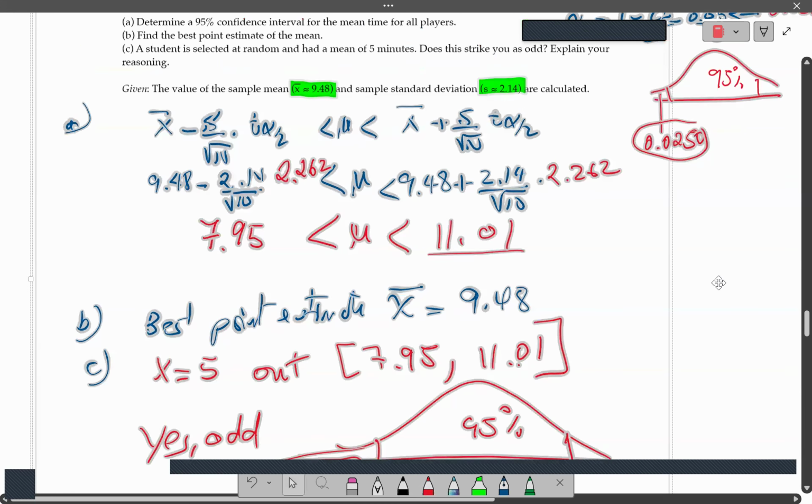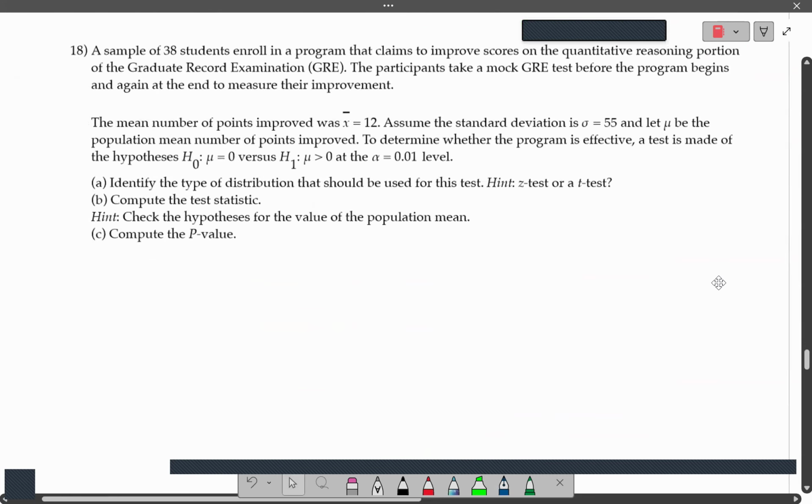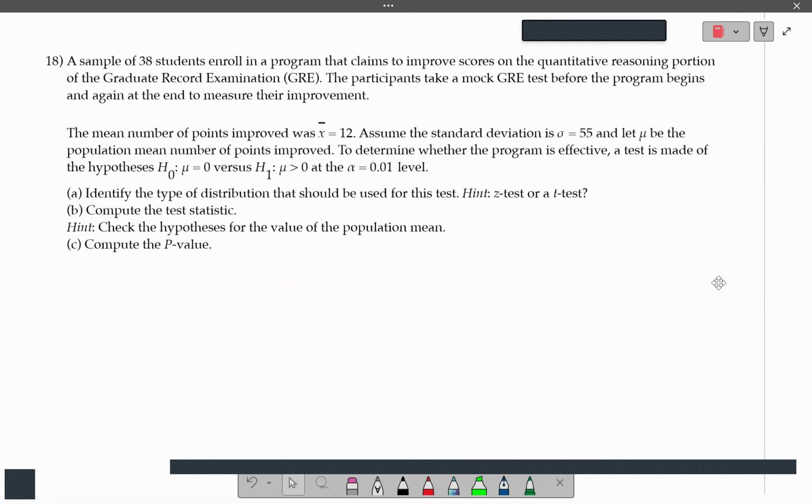Okay, so this is question number 17, and as you can see, it is not that difficult. Number 18. All right, a sample of 38 students enrolled in a program that claimed to improve the scores of the quantitative reasoning portion of the graduate record examination, GRE, right? The participants take a mock GRE test before the program begins and again at the end to measure their improvement.